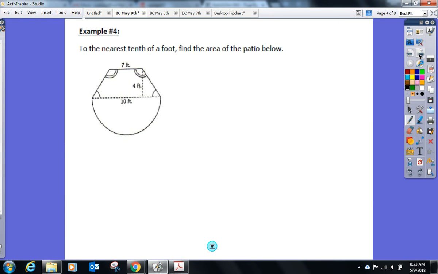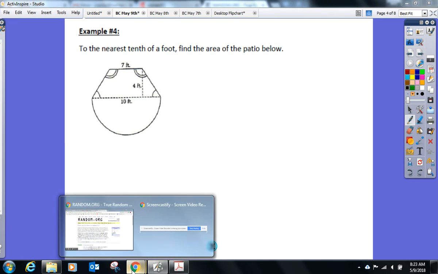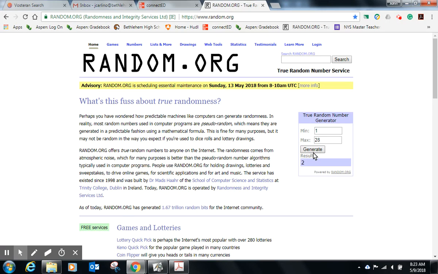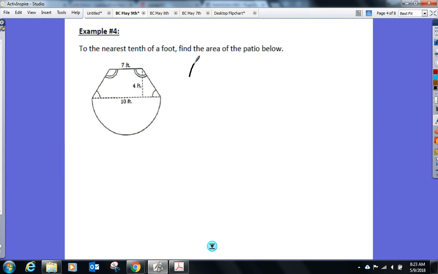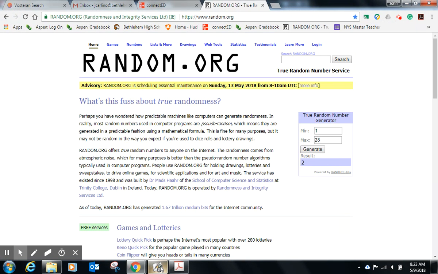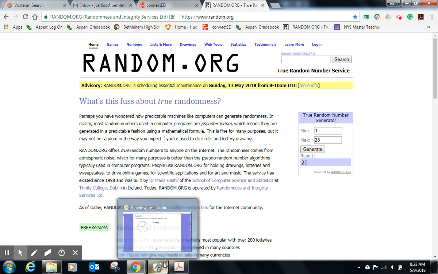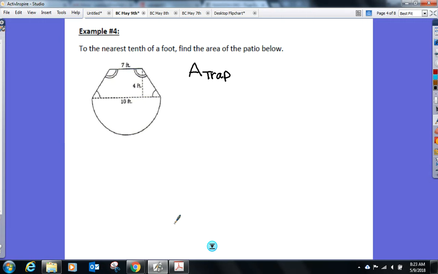All right, here we go. Love these problems. A figure on top of another figure. Find the area of the entire patio. What's on top there? Trapezoid, so area of a trapezoid. And what's on the bottom? Semicircle, so plus the area of a half circle. Yeah, buddy. Here we go.